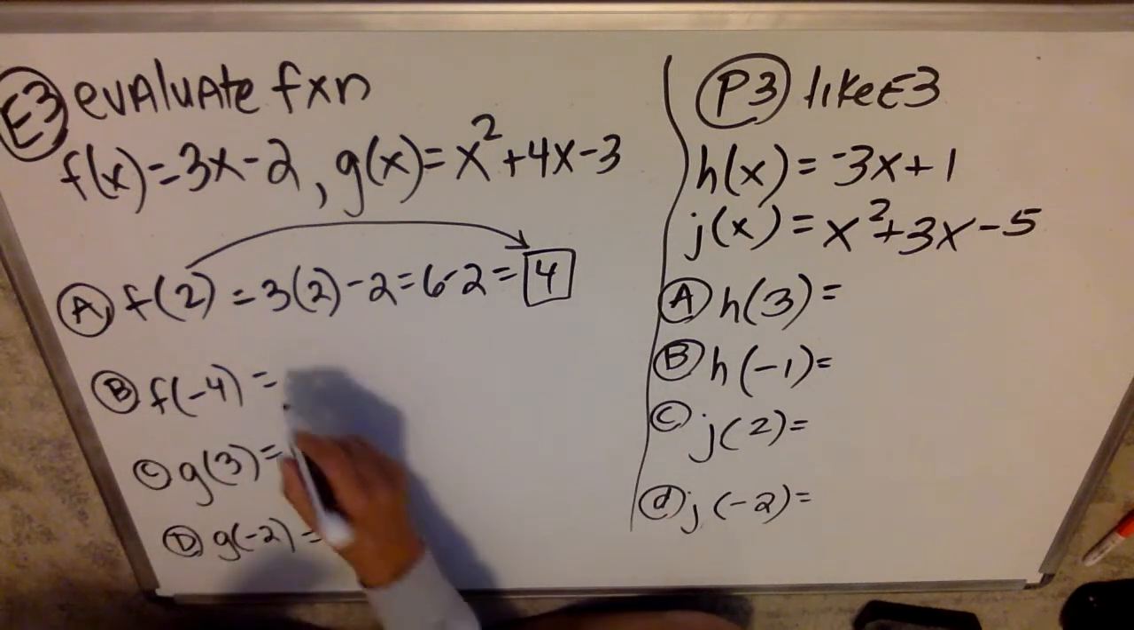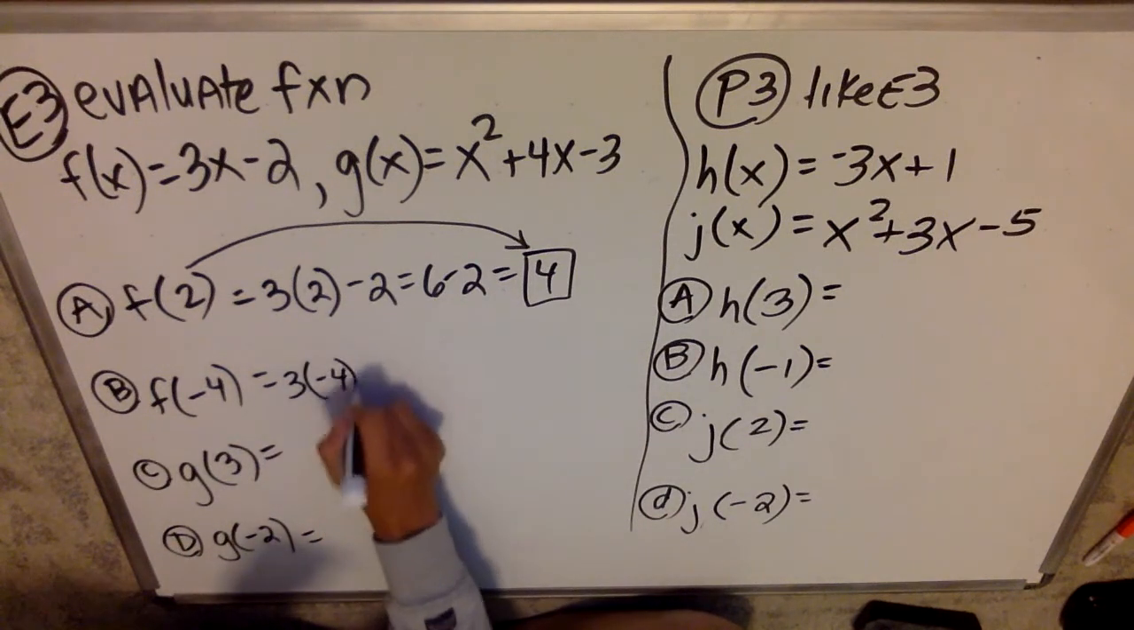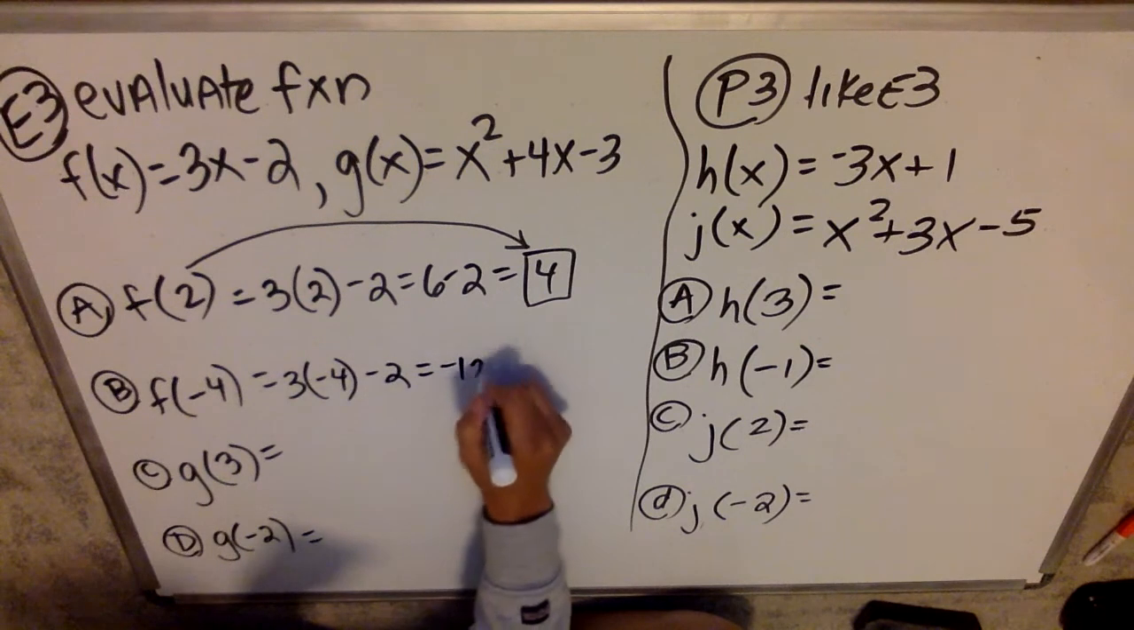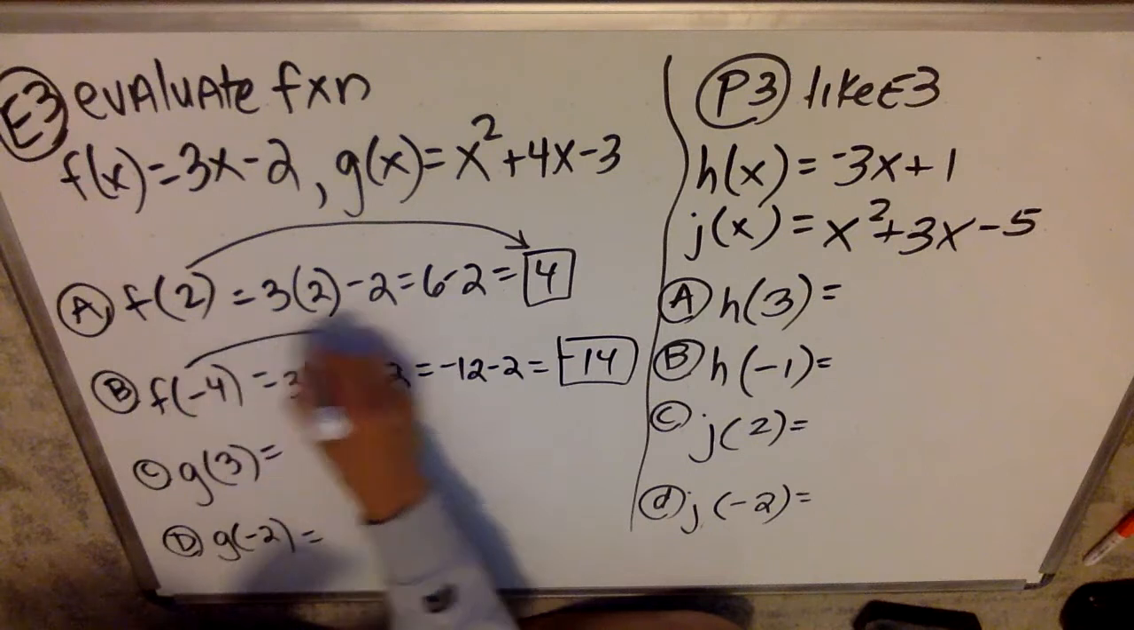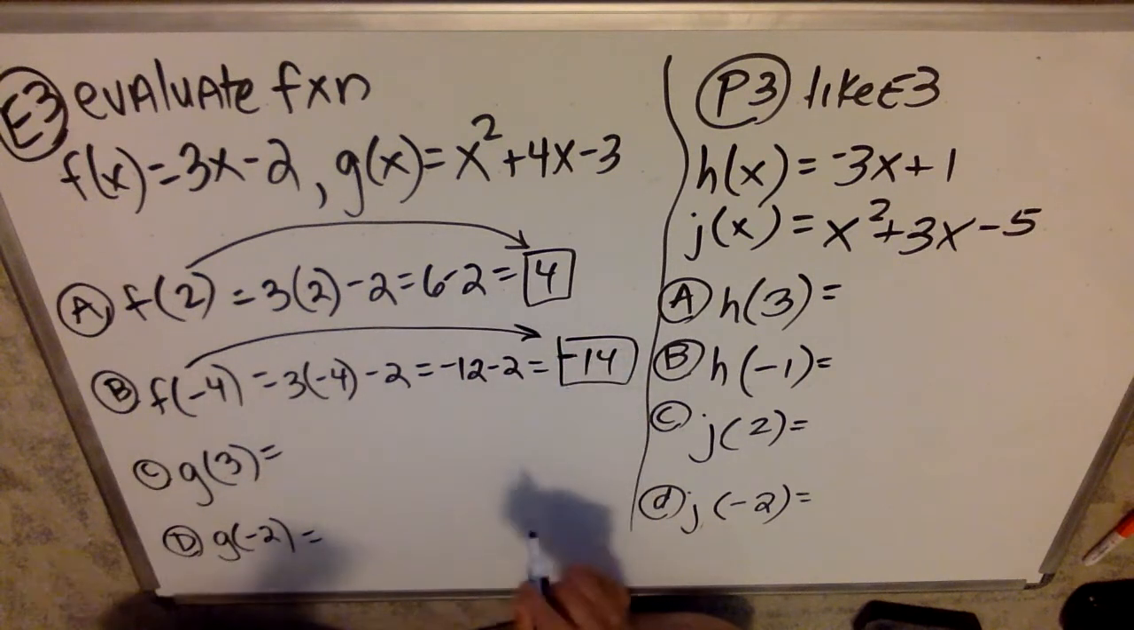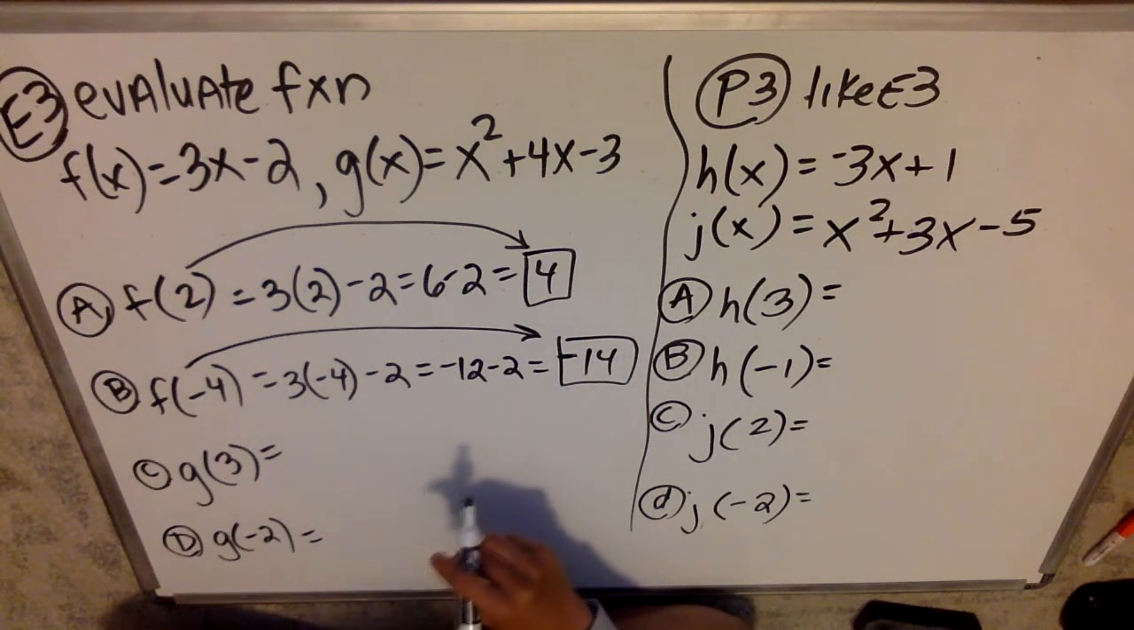F of negative 4 is going to be 3 times negative 4 minus 2, which is negative 12 minus 2, which is negative 14. And again, if you're jumping from here to here, I don't think you're cheating. I just think, oh, hey, you're probably pretty good at math, which is how you landed in my class.